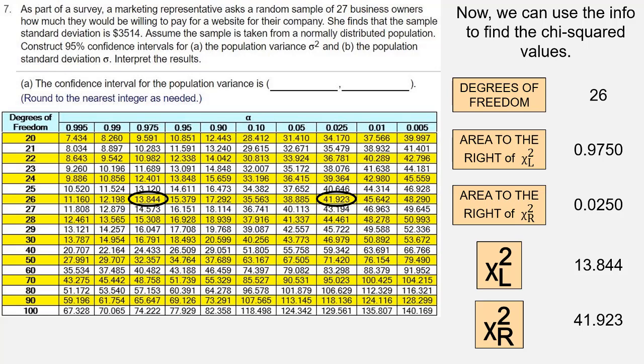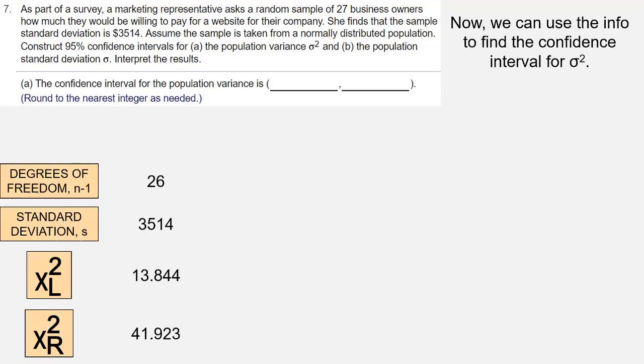We can now turn to the formula for the variance. We use these values: degrees of freedom, standard deviation, chi-square L, and chi-square R. The confidence interval for the variance is formed as such. n-1 s squared over chi-square R is less than sigma squared, which is less than n-1 s squared over chi-square L. Notice n-1 is your degrees of freedom.